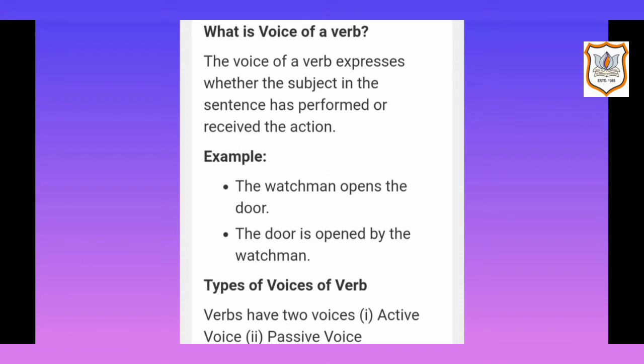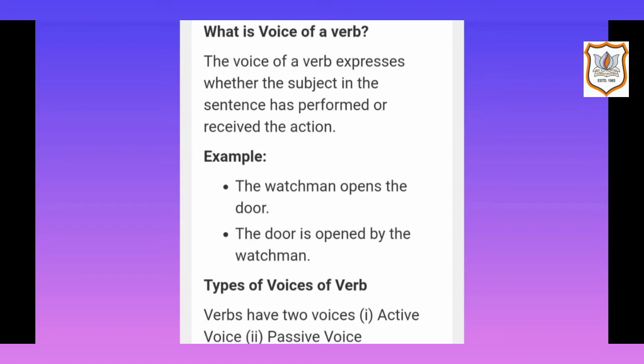In this sentence, we can see that the subject is performing the action, while in the second sentence, the door is opened by the watchman. Here we can see our subject is receiving the action. So now let us discuss the types of voices of a verb. A verb has two voices. First is active voice and the second is passive voice.